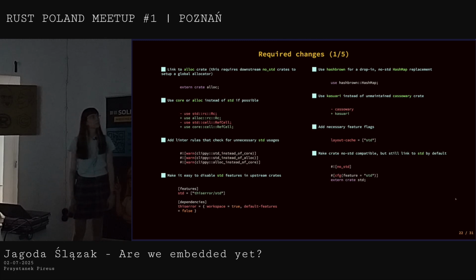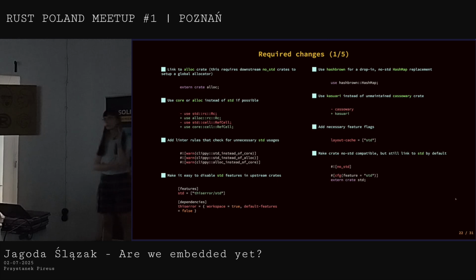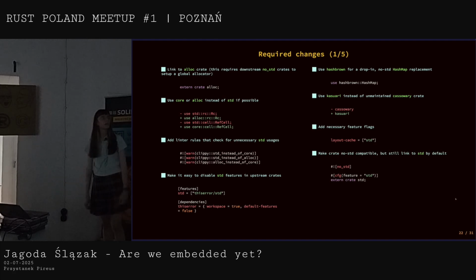We also switched from the cassowary crate. By the way, it's a crate to compute layout constraints, but it's unmaintained for many years now. So we forked that, cleaned it up a bit, and also introduced no-std compatibility to it, and we used that.